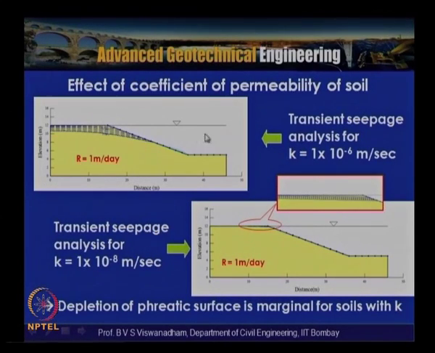Here you can see that this is a soil with 10 to the power of -6 meter per second, and this analysis is carried out with soil of 10 to the power of -8 meter per second. The drawdown rate is the same, but the permeability here is 1/100 times less. You can see the magnified version of the inset shown here. This is the depleted phreatic surface. So the depletion of phreatic surfaces is marginal for soils with low permeability.